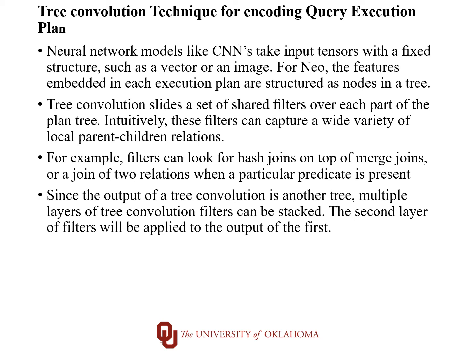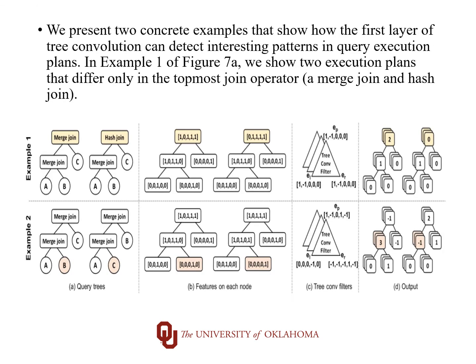For example, filters can look for hash joins on top of merge joins, or a join of two relations when a particular predicate is present. Since the output of tree convolution is another tree, multiple layers of tree convolution filters can be stacked. The second layer of filters will be applied to the output of the first. Now we will present two concrete examples that show how the first layer of tree convolution can detect interesting patterns in query execution plans. Here we have two examples, example 1 and example 2.